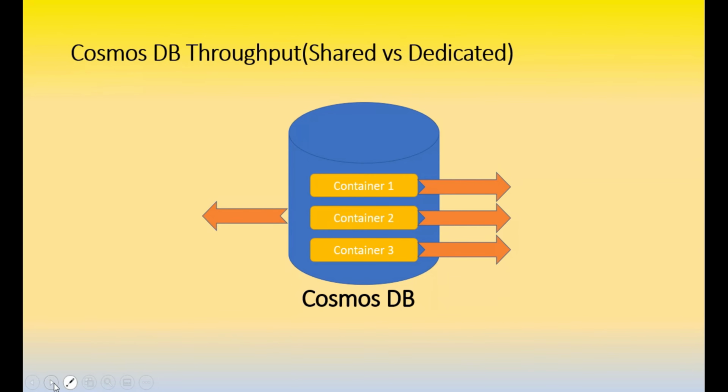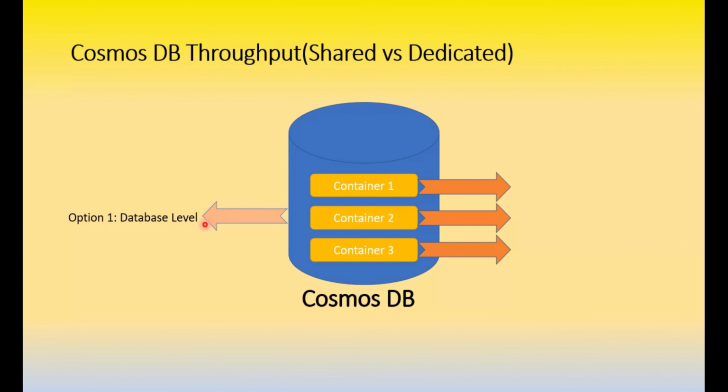So this is important, where we understand the difference between shared throughput and dedicated throughput. We can define the throughput as shared and dedicated. So what does it mean? You have a Cosmos DB, and as you know, inside a Cosmos DB you can create multiple containers, a number of containers.